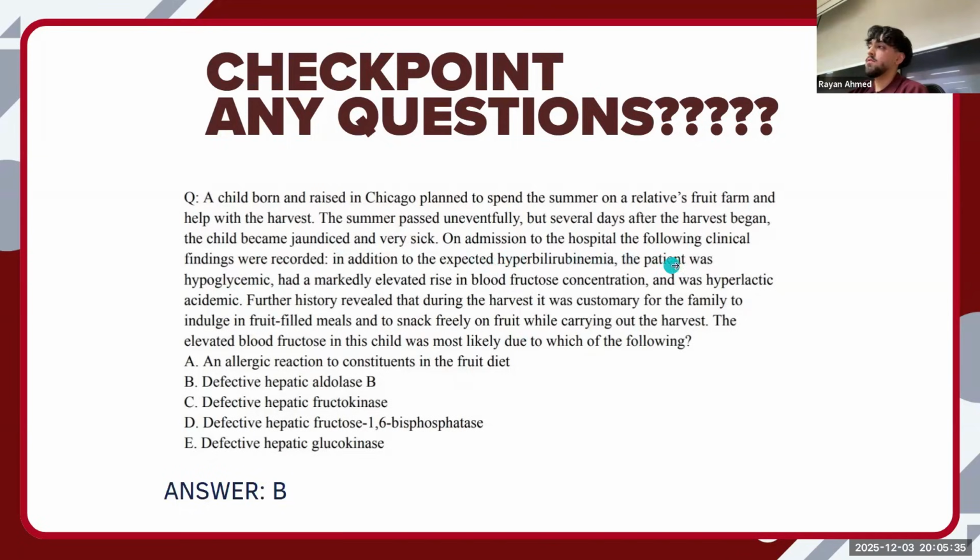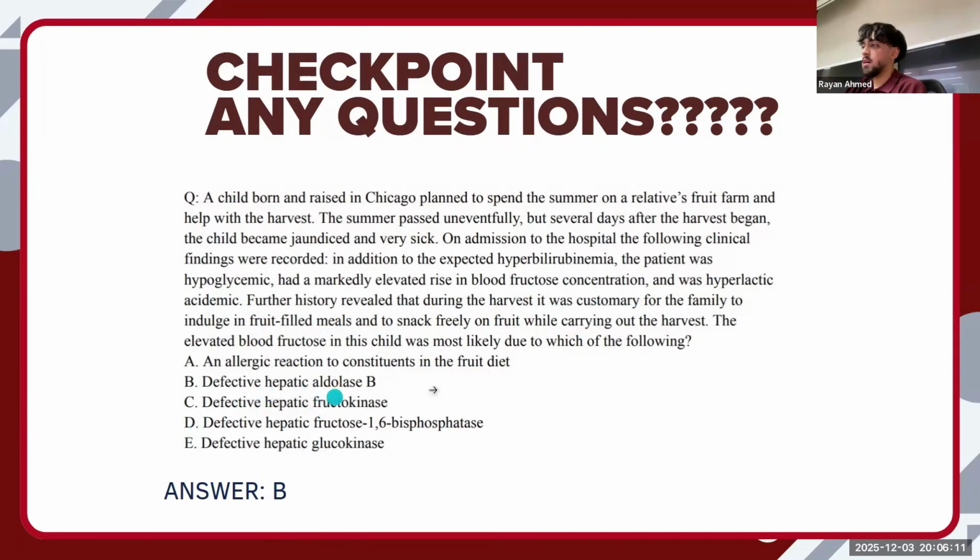On admission to the hospital, the following clinical findings were recorded in addition to expected hyperbilirubinemia. The patient was hypoglycemic, had a markedly elevated rise in blood fructose concentration, and was hyperlactic. So we know blood fructose concentration is very high. Further history revealed that during the harvest, it was customary for the family to indulge in fruit-filled meals. So what this means is that they have a high fructose diet and snack freely on fruit while carrying out the harvest. This elevated blood fructose in the child was more likely due to which of the following?